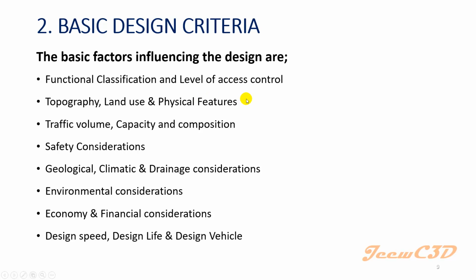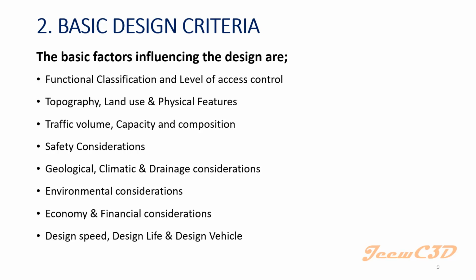And the level of access control: how much you are allowing to access that road, how much you will limit. So if you consider an expressway, we are not allowing bicycles or three-wheelers to access that road. So we are keeping some kind of access control for smaller vehicles on an expressway. So that is what you mean by functional classification and level of access control.